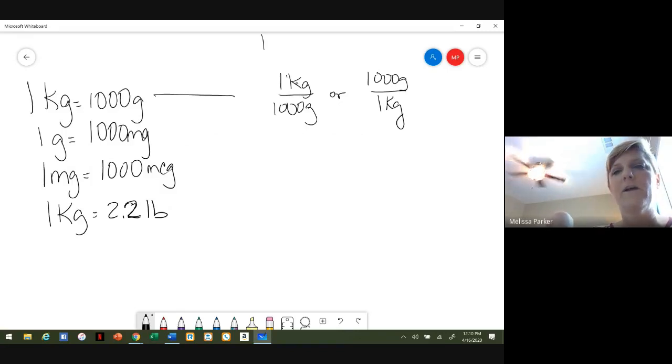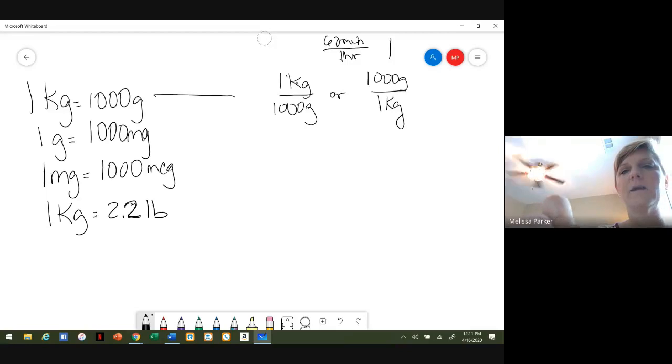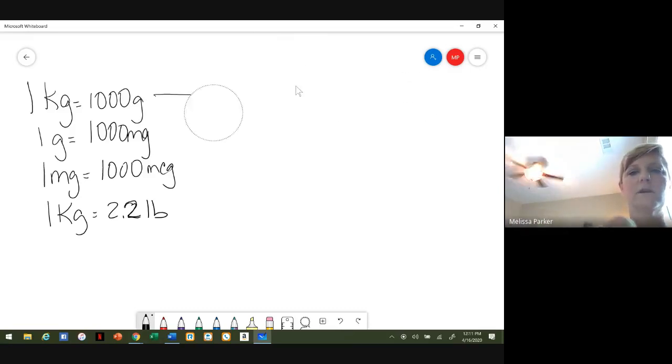Like for example, if I have 1 hour, that's the same as 60 minutes. It's not any difference. Or 60 minutes over 1 hour, it's still the same thing. It's still the same amount of time. If you divide this into this, you get 1. If you divide this into this, you get 1. The reason why I have to understand that I can write it both ways is because when we use dimensional analysis, we have to use the unit that is in the numerator for the number that we're solving for on the left side of the equation, okay?